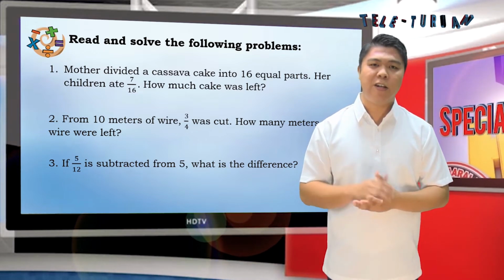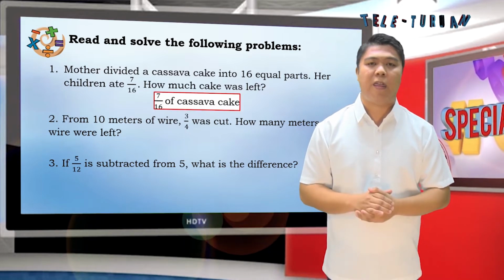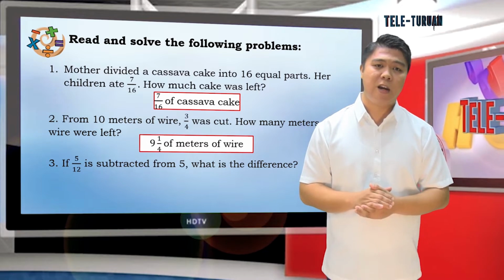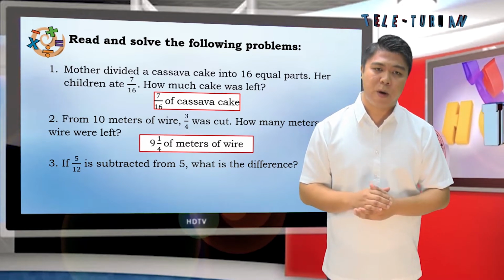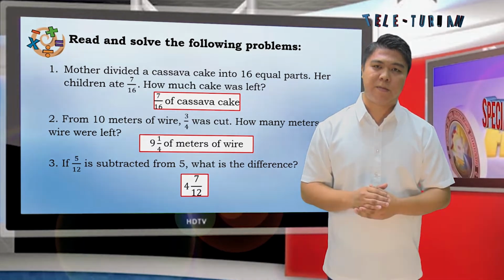The answer in number 1 is 7 over 16 of cassava cake. The answer in number 2 is 9 and 1/4 meters of wire. The answer in number 3 is 4 and 7/12.